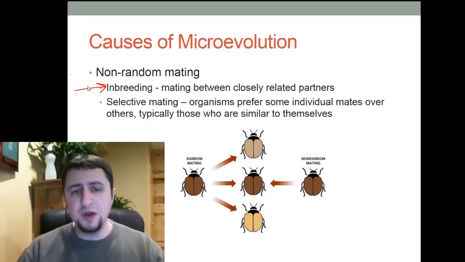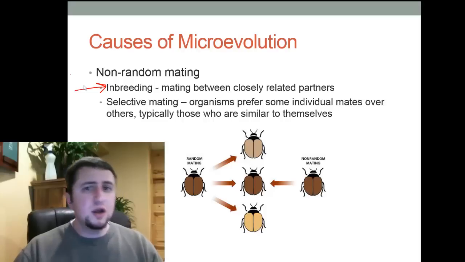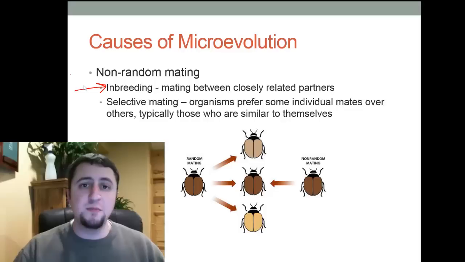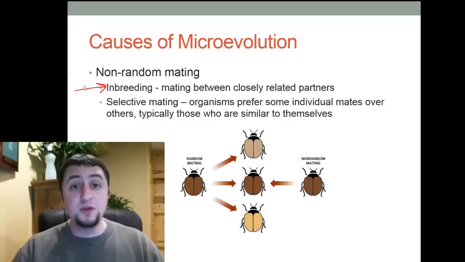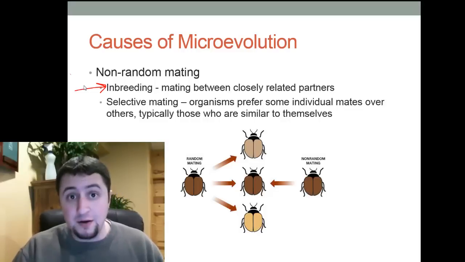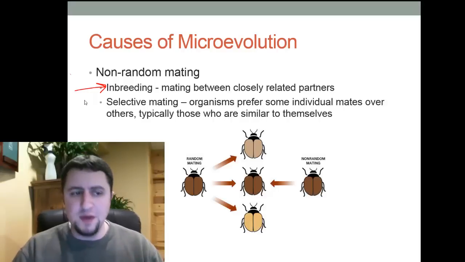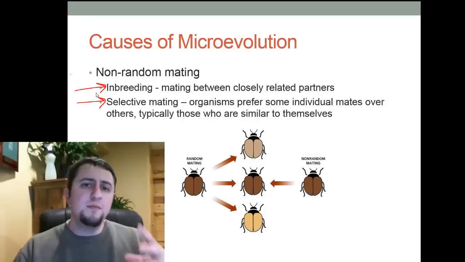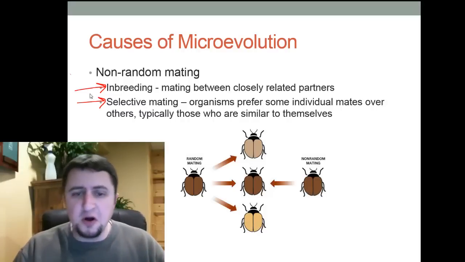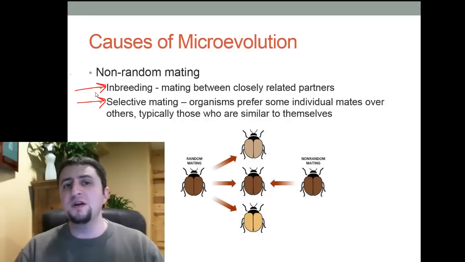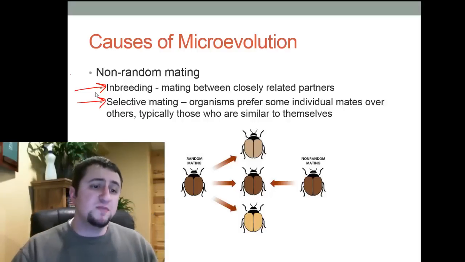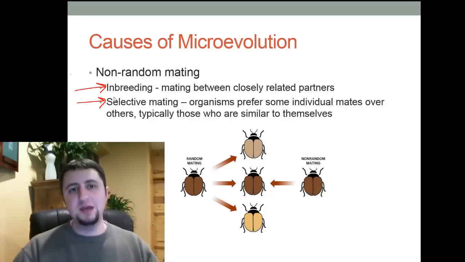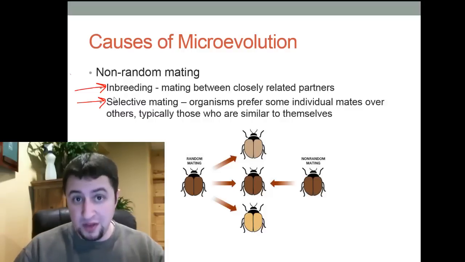it's actually extremely common. If you consider dogs, how do you make sure that you only have golden retriever puppies? Well, of course you only allow golden retrievers to mate together. That is more or less a form of inbreeding. And the other thing is selective breeding, where organisms prefer certain individuals over another and only mate with those. Selective mating is extremely common within humans.